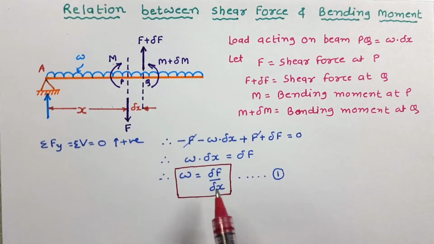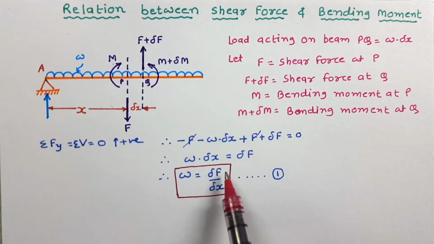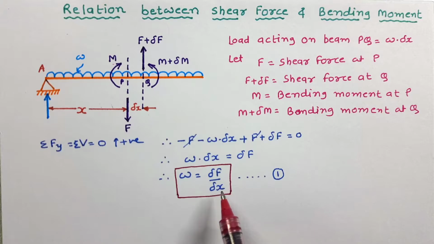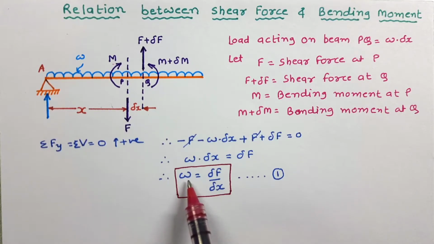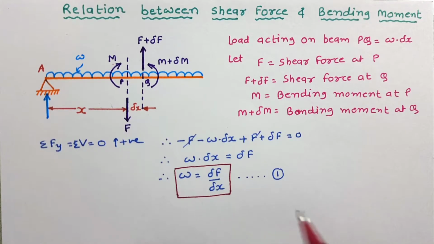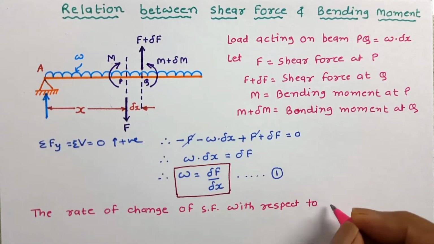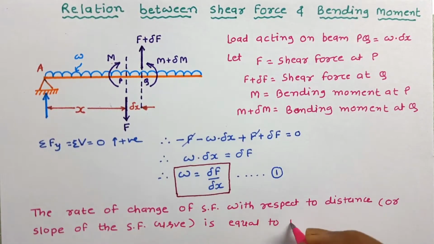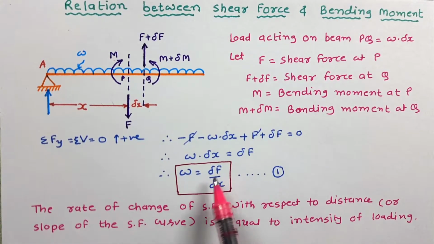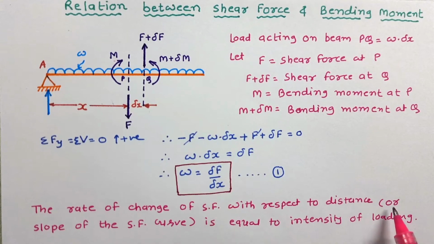So we can say the rate of change of shear force with respect to distance, which is the slope of the shear force curve, is equal to the intensity of loading. So let us write it. The rate of change of shear force with respect to distance, or the slope of the shear force curve, is equal to the intensity of loading.